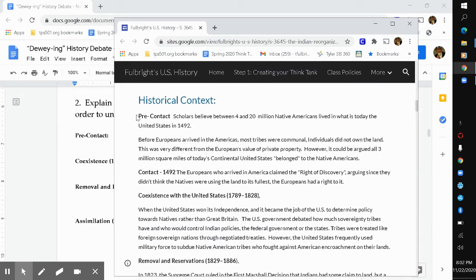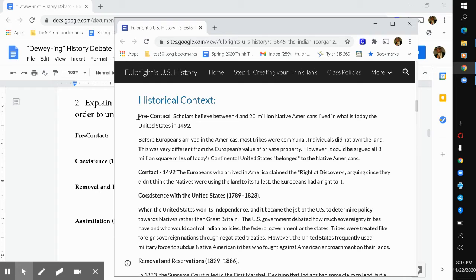So pre-contact, scholars believe between 4 and 20 million Native Americans lived in what is today the United States in 1492. Before Europeans arrived in the Americas, most tribes were communal. Individuals did not own the land. This was very different from Europeans' value of private property. However, it could be argued all 3 million square miles of today's continental United States belonged to the Native Americans.